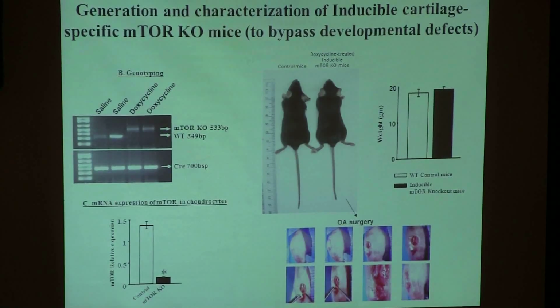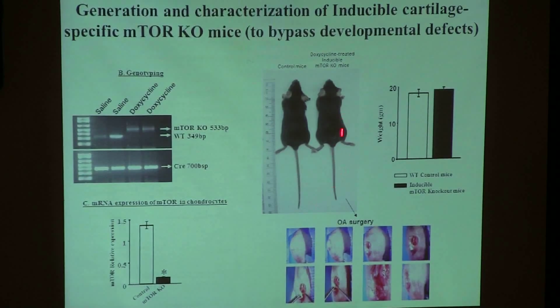To bypass the developmental defects, we took an alternative approach, and we created an inducible cartilage-specific knockout mice. That means that when mice are born and are around 4 weeks old, you give them doxycycline, and doxycycline is able to activate Cre and delete the mTOR transgene. And these mice were normal. They don't exhibit developmental defects.